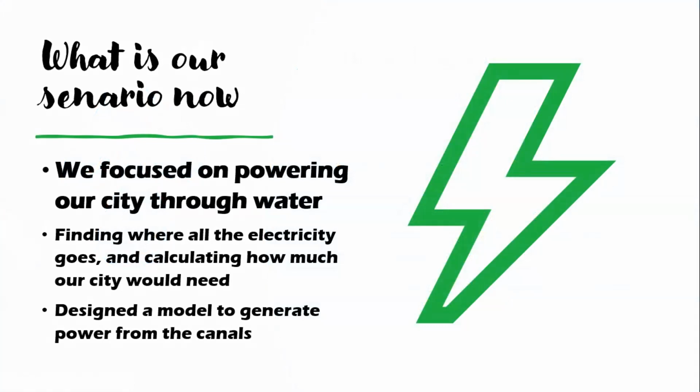And then our new scenario is we are focusing on the powering of the city through that water. So we're still keeping the idea of a water-powered city, but we're focusing less on the overall city and more on the energy in the city. We wanted to calculate how much electricity our city would need, and where all that electricity goes. And then Miles designed a model to generate power from the canals.